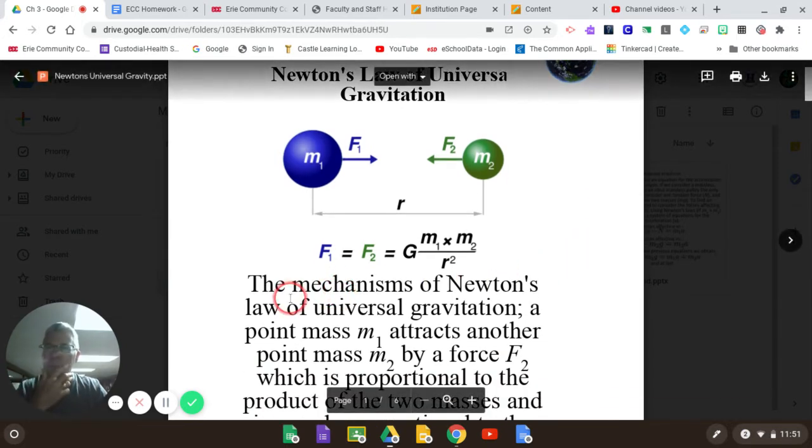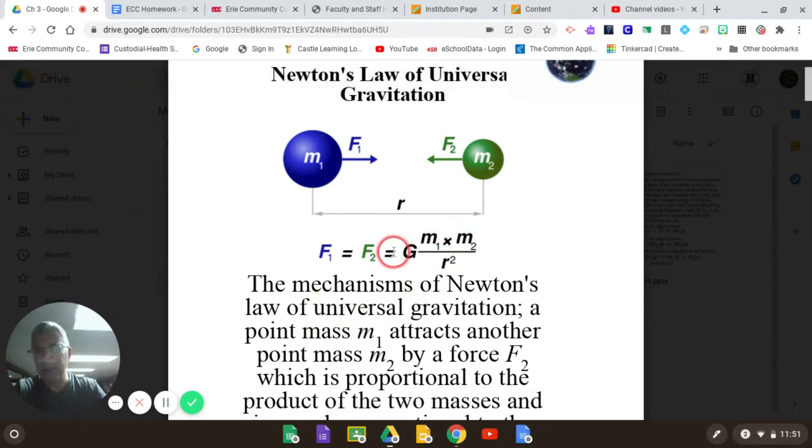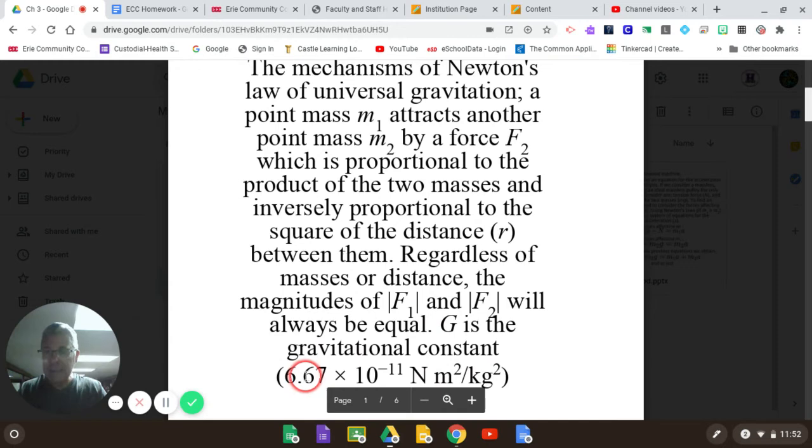Okay? So the mechanism in Newton's law of universal gravitation is point mass m1 times point mass m2 divided by the distance between the point masses, or the centers of mass of the objects, squared, all right, times this G. Now this G is not gravity, not 9.81. This is 6.67 times 10 to the minus 11th newtons meters squared over kilograms squared. So the universal G is a number that was calculated many years after Newton's death.